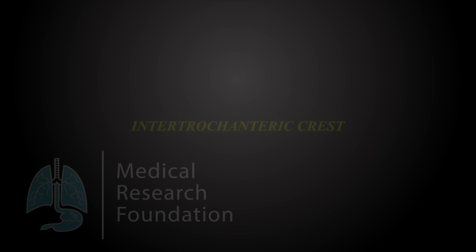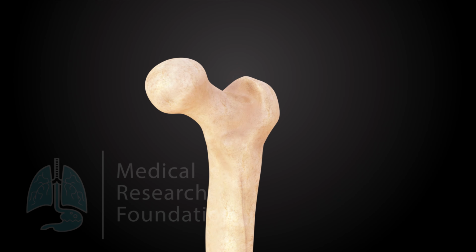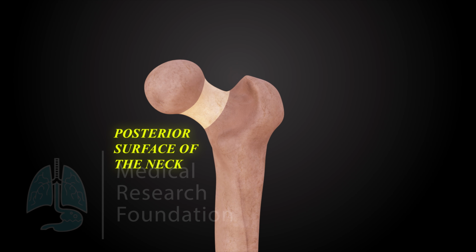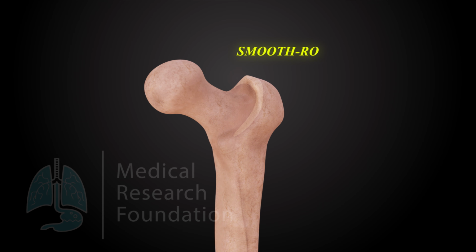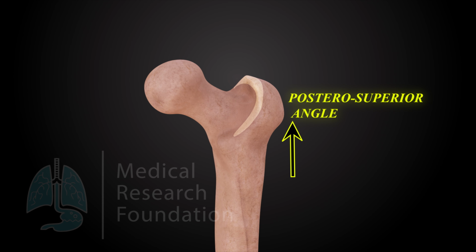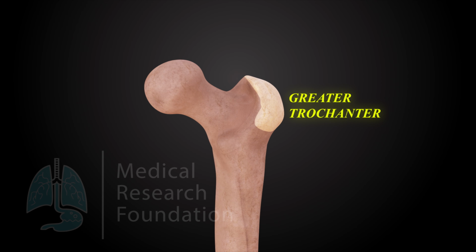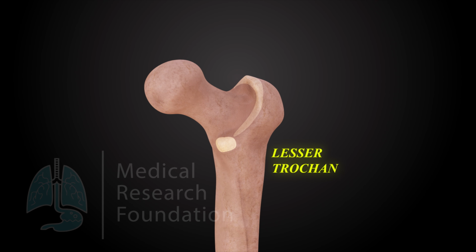Intertrochanteric crest. It marks the junction of the posterior surface of the neck with the shaft of the femur. It is a smooth, rounded ridge which begins above at the postero-superior angle of the greater trochanter and ends at the lesser trochanter.